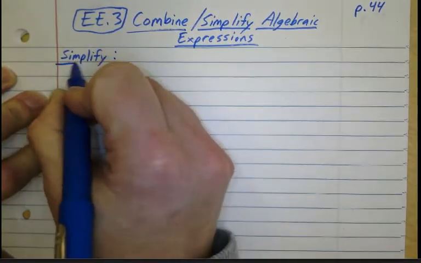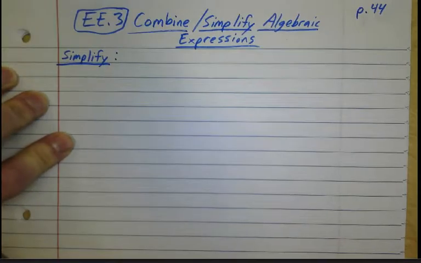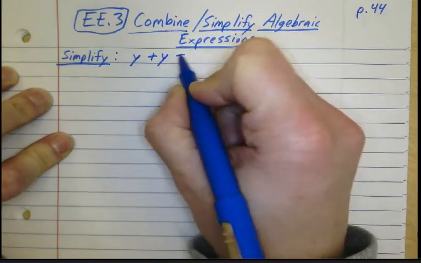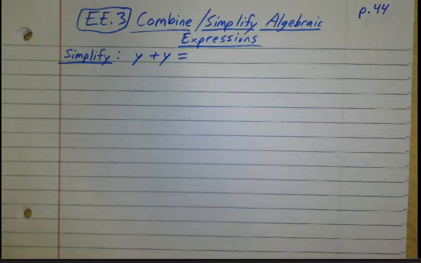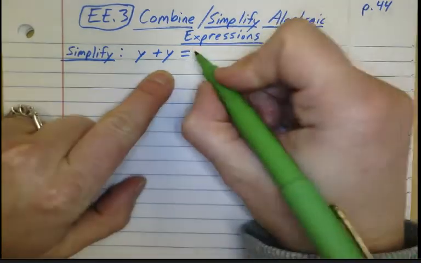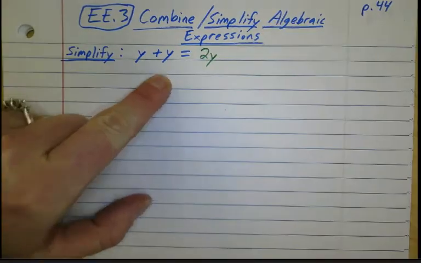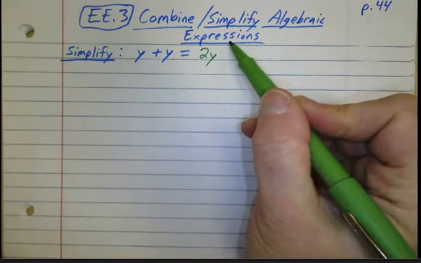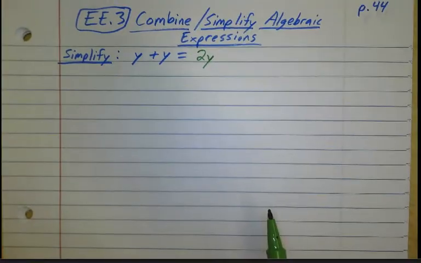I'm going to give you an example that you're going to see, and they're going to ask you to simplify. First off, they're going to give you y plus y, and ask you to simplify that. So what does that mean, to simplify? Basically, you're combining. There are 2 y's here, so y plus y is the same thing as saying 2y. Why is it not y squared? Y raised to the second power would mean y times y, so this is 2y.